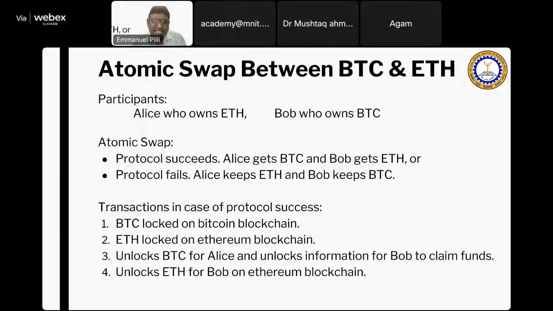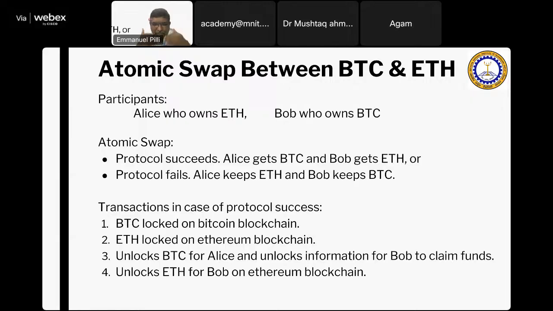So no problem, right? Transactions in case of protocol success: BTC is locked on the Bitcoin blockchain, ETH is locked on the Ethereum blockchain, unlocks Bitcoin for Alice, and unlocks information for Bob to claim funds. Unlocks Ethereum for Bob on the Ethereum blockchain. One of them will have to be successful, but what happens is, the moment the fourth step is unsuccessful, the third step is reversed.